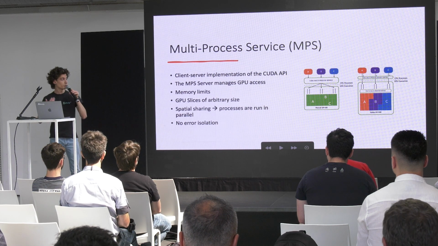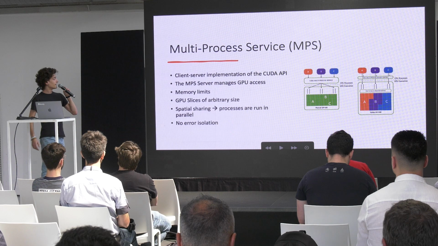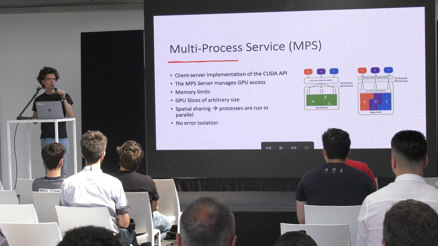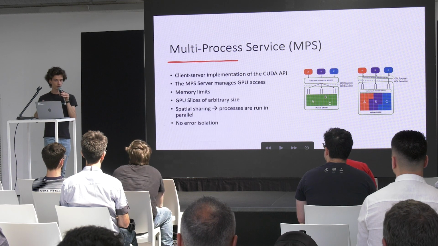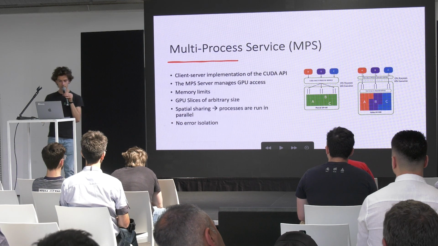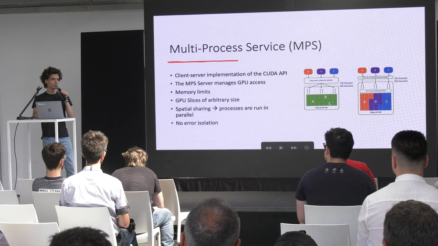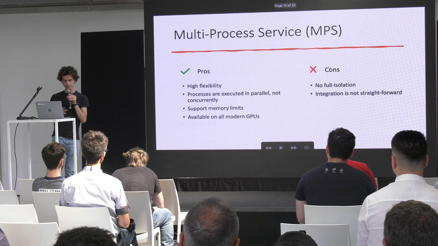And it's very flexible, so you can have the slices the size you want, because it's just configuration of the server. And in this case also, you have spatial sharing of the resources. So processes are actually run in parallel, and you don't have the context switch overhead. So also in this case, you have higher performance compared to time slicing. However, you don't have error isolation. So you can still have a process that affects the others by, for instance, crashing with a memory error.